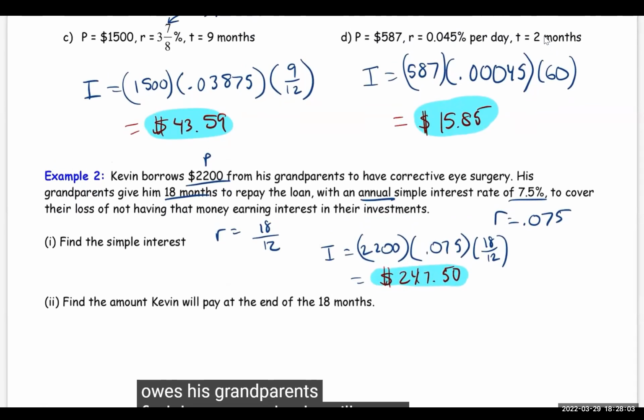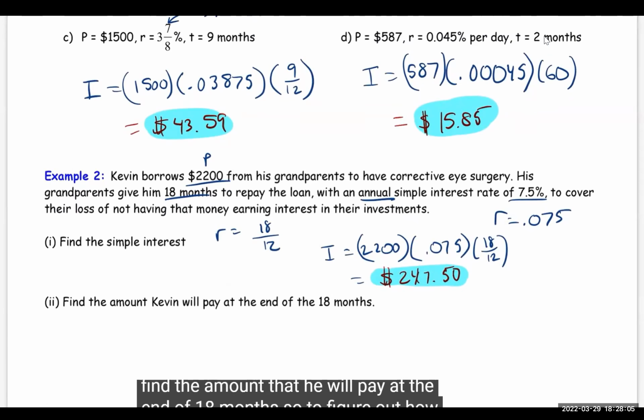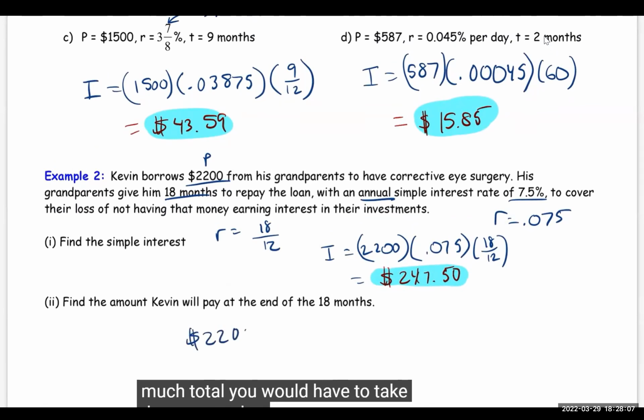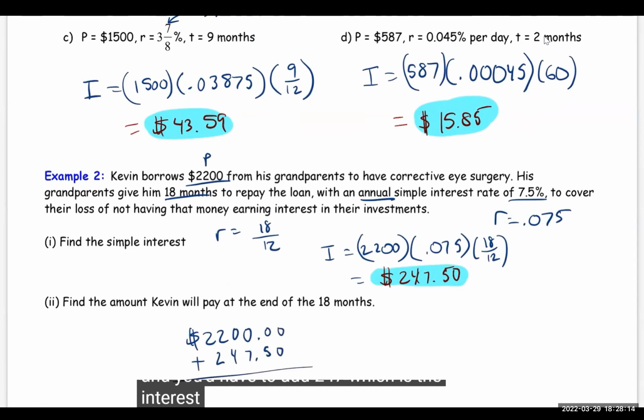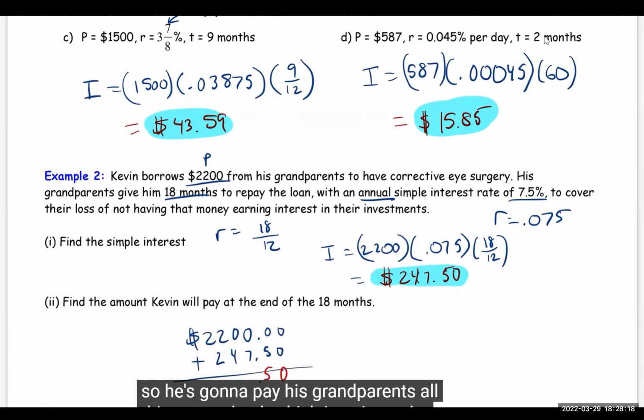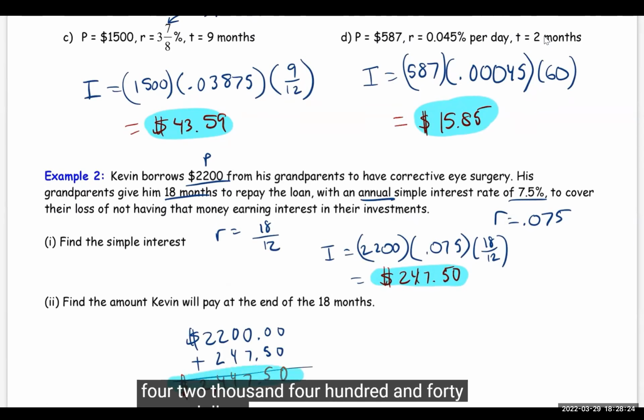Find the amount that he will pay at the end of 18 months. To figure out how much total, you would take the amount that he borrowed, the principal amount, and add 247.50, which is the interest. So he's going to pay his grandparents back $2,447.50 that he owes them after 18 months.